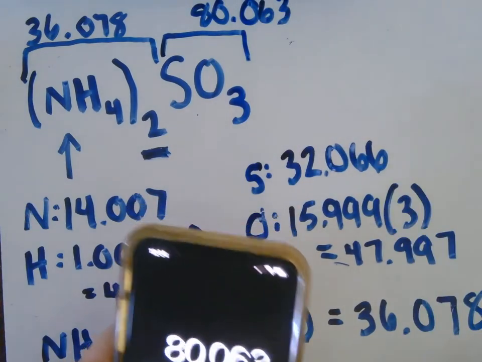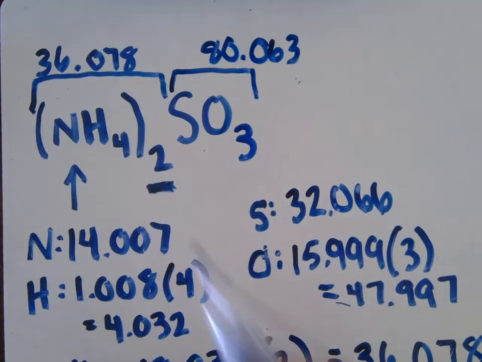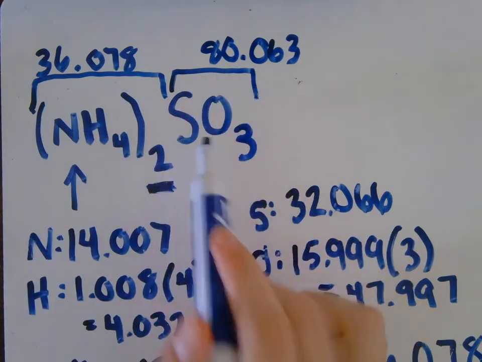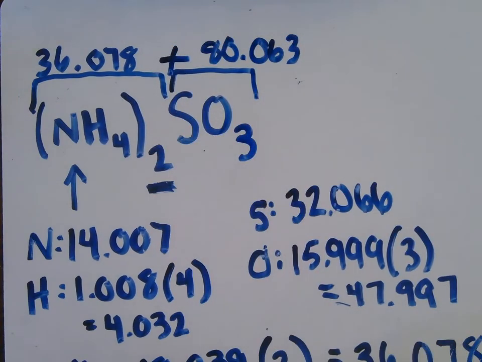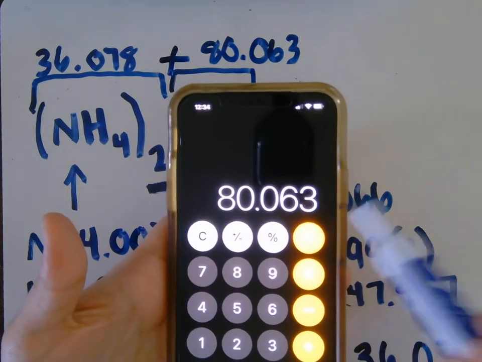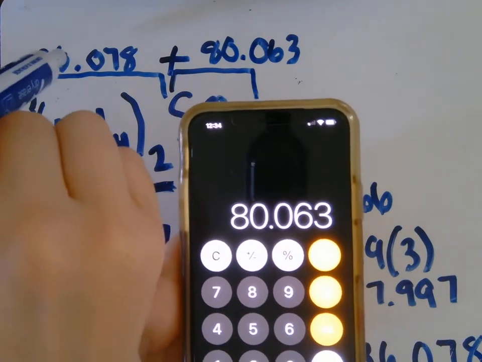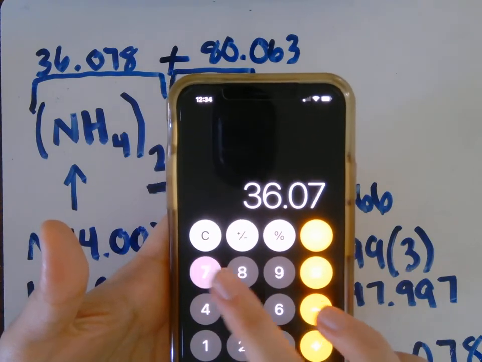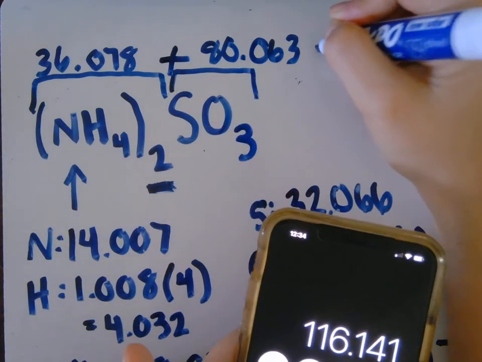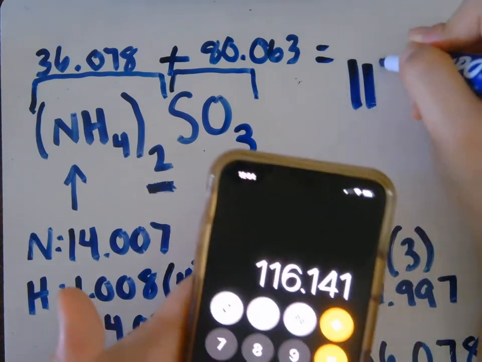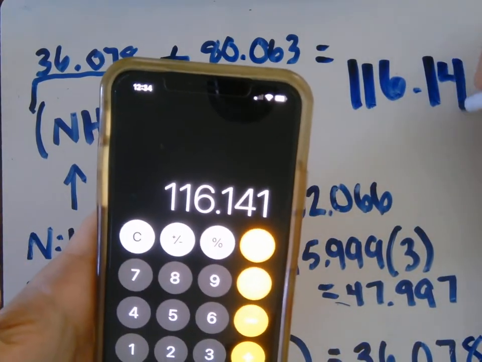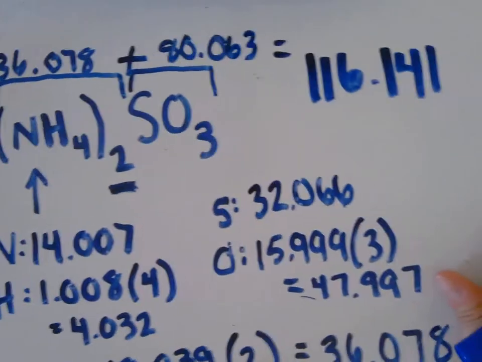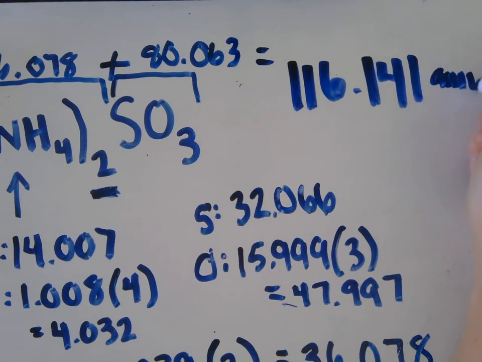Okay, so now we have the total mass of this part of my compound, the total mass of this part of my compound, and now I can just add these 2 together. Finally, almost done. So 80.063 plus 36.078 is equal to 116.141. I'm just going to leave it here. I'm not going to round anything. All right, and that's atomic mass units.